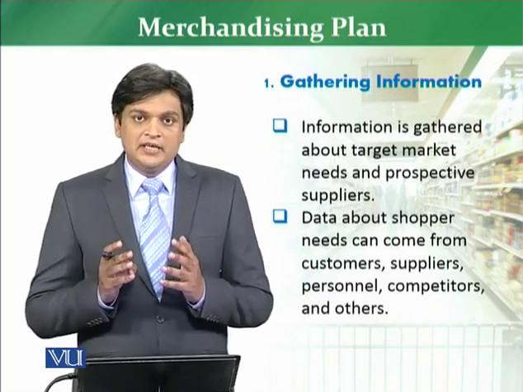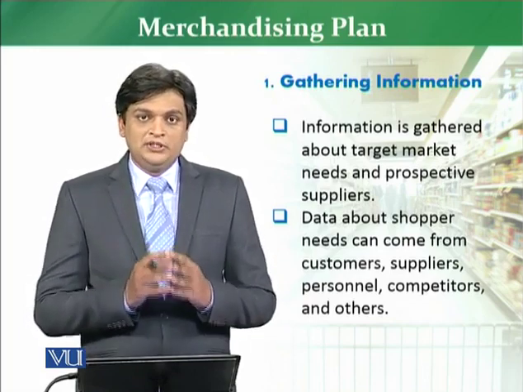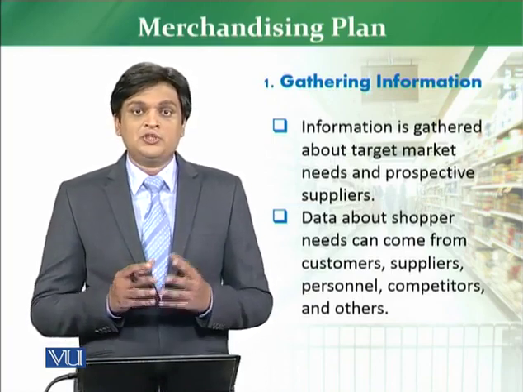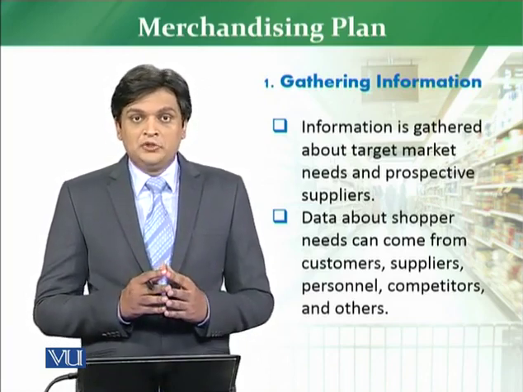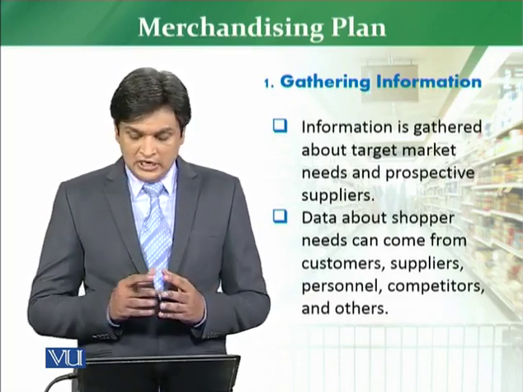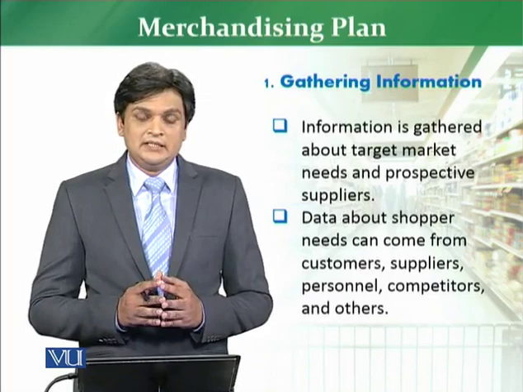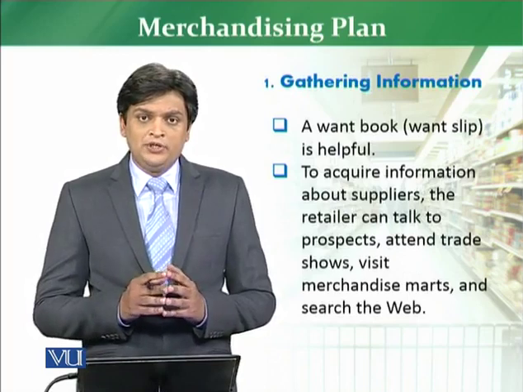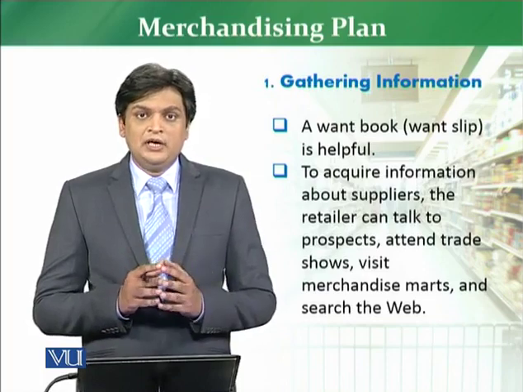So the first step is gathering data about your target market and about your prospective suppliers. About the target market, you can easily get the data from your customers or prospective customers, your suppliers or prospective suppliers, and also your competitors, which is one of the smart sources of getting information, and then social media and search engines will also tell you. Also some key personnel in the industry will always help in getting this information. A want book, which we call a want slip, is normally helpful in order to get this data about the customers and about the suppliers.